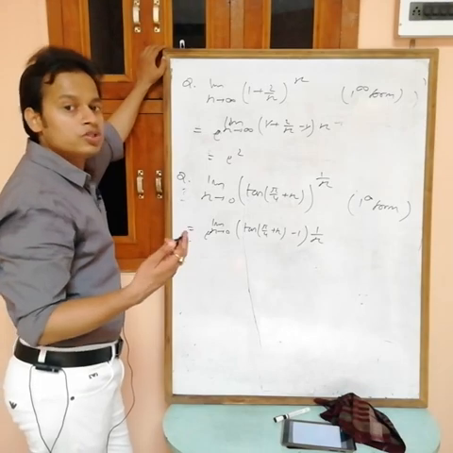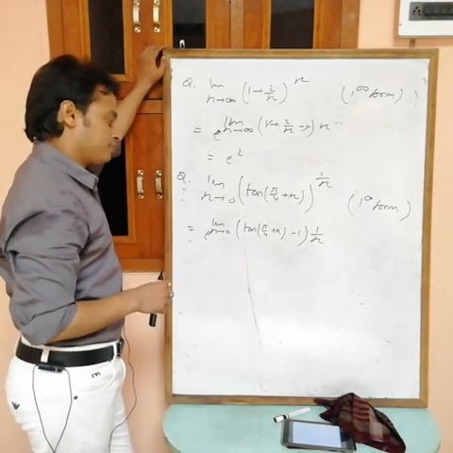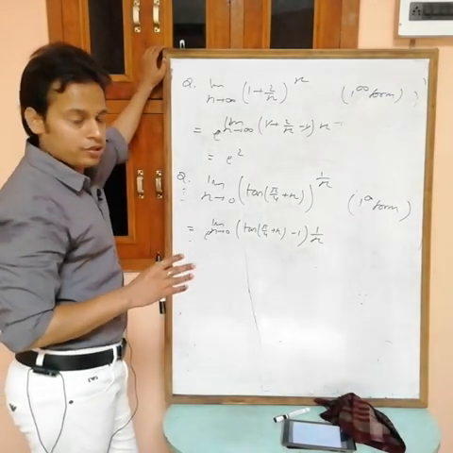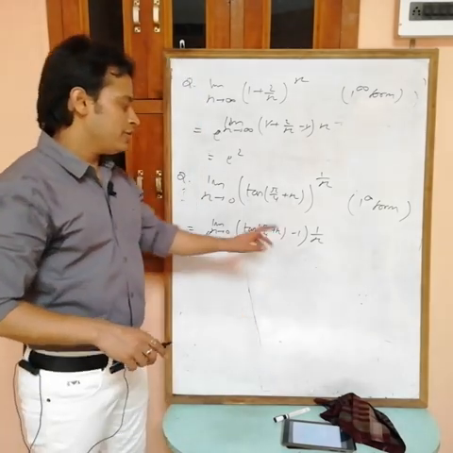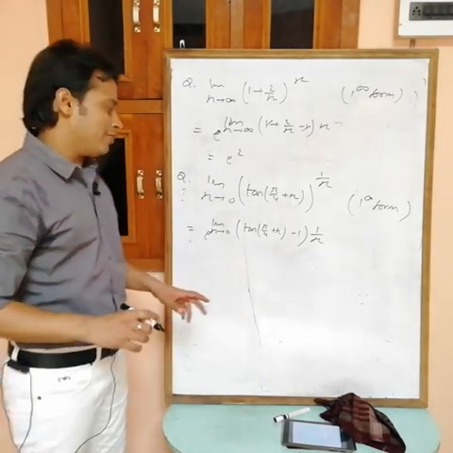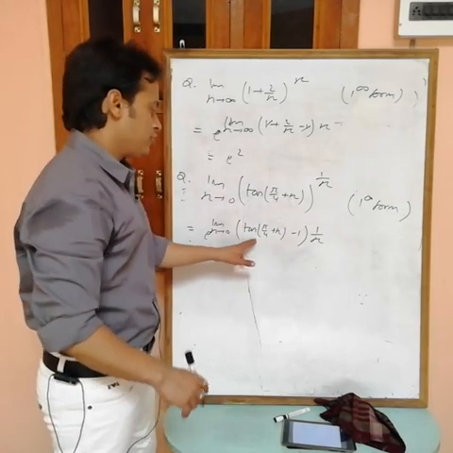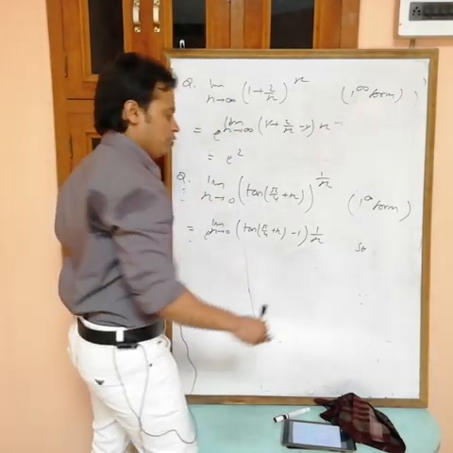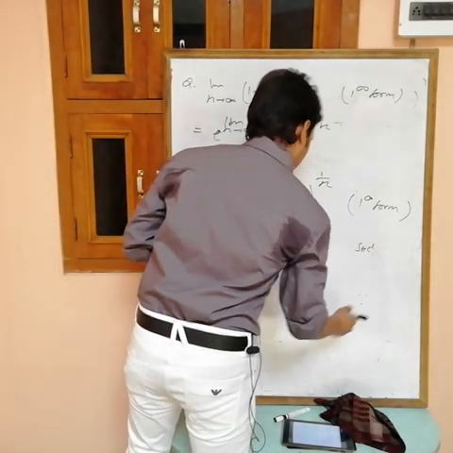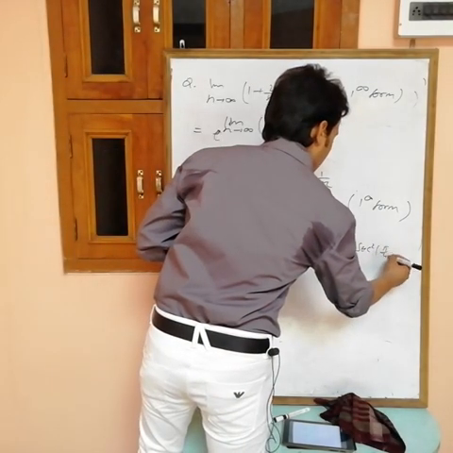Now for the 0 by 0 form, you can use either L'Hopital or any other method. You can differentiate the numerator in the numerator and the denominator in the denominator. If you use L'Hopital, the differentiation of tan x is sec square, but this time I will not use L'Hopital. I am only checking sec square(pi/4 plus x).